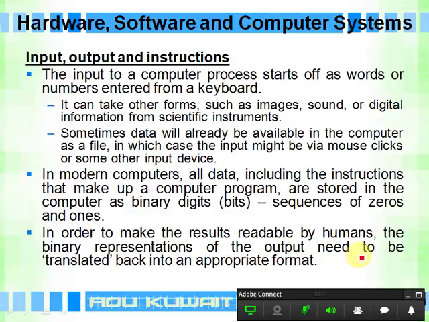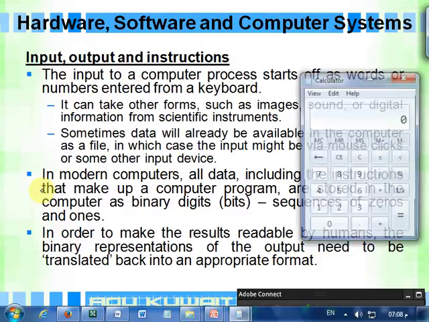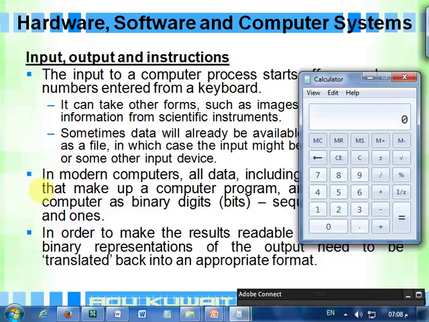Input, output, and the instructions. The input to a computer starts off as a word or a number entered from the keyboard. For example, this is a calculator program. What is the input? It is the number that we enter. This is the input.